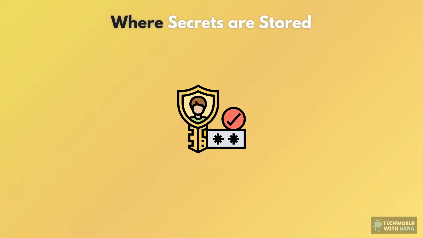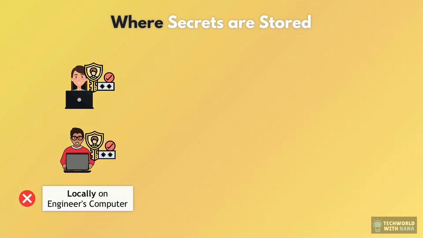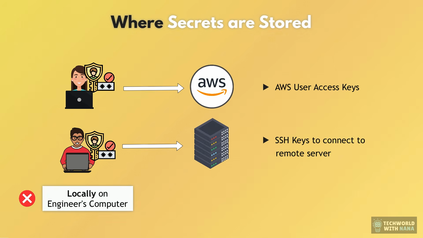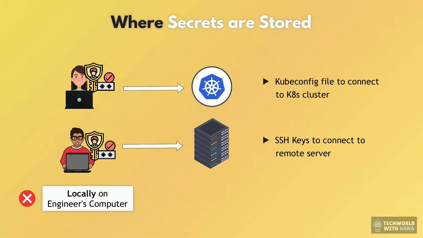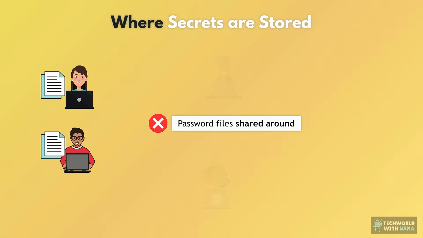In practice, what happens is that those secrets end up everywhere. Engineers may have some secrets locally on their computer, like AWS user access keys to connect to an AWS account, or SSH keys or PEM files to connect to servers, or a kubeconfig file to connect to a Kubernetes cluster. In many projects, you may have some kind of KeePass files shared around by team members.